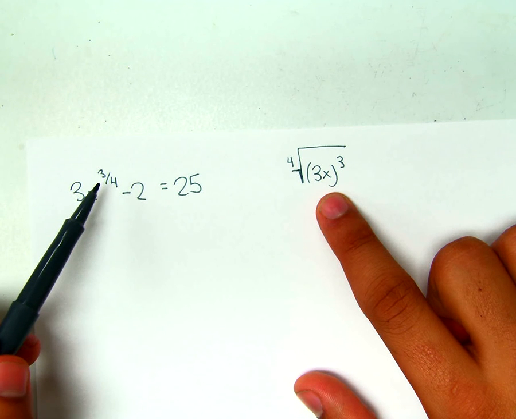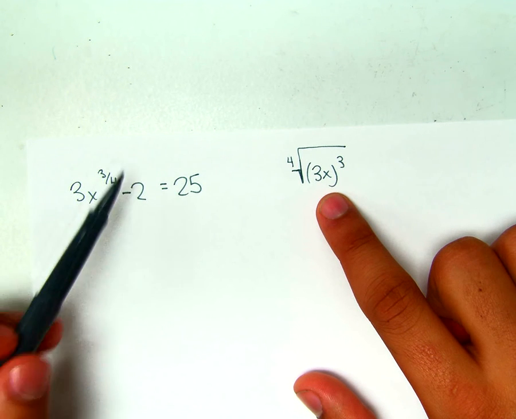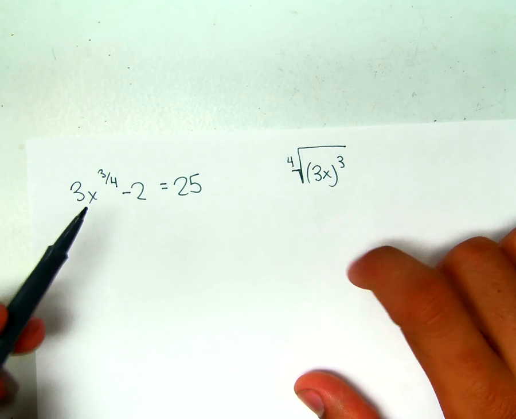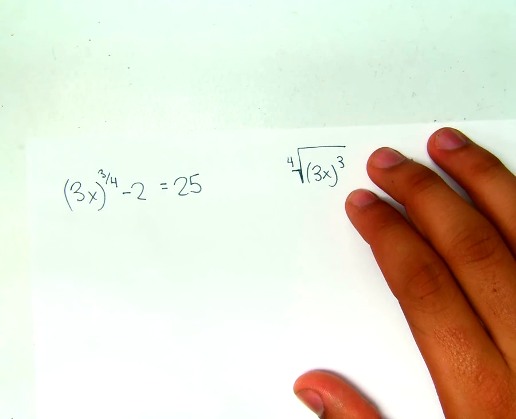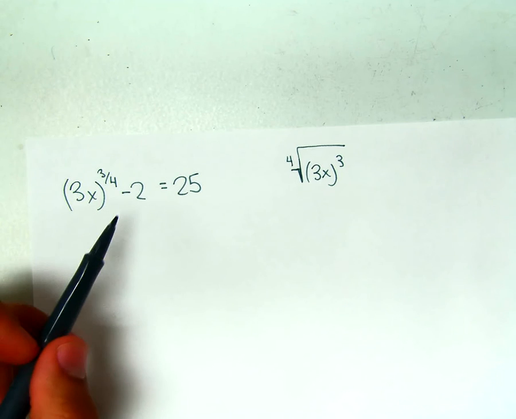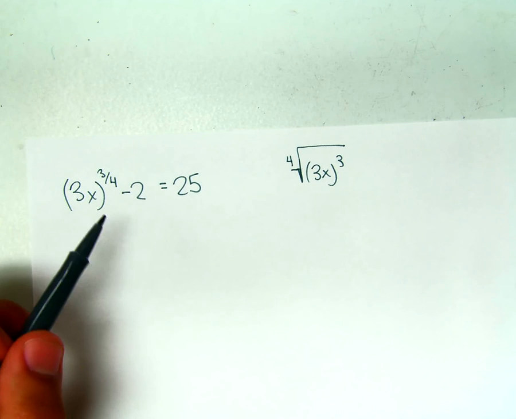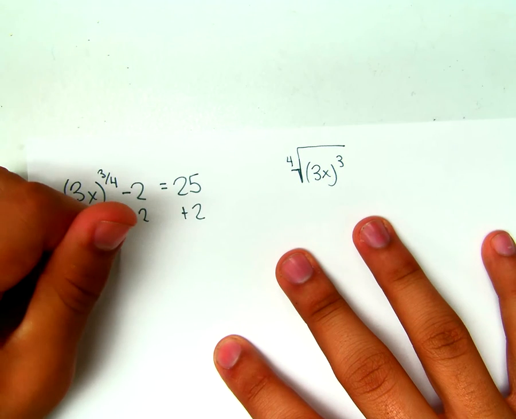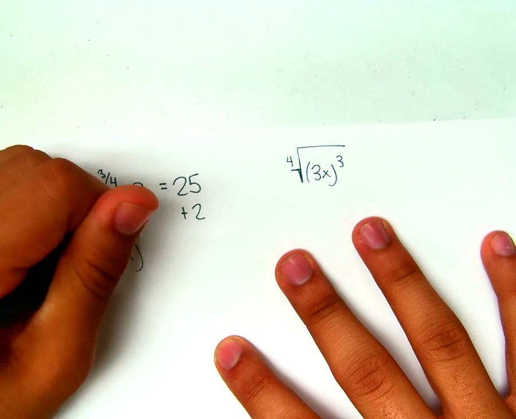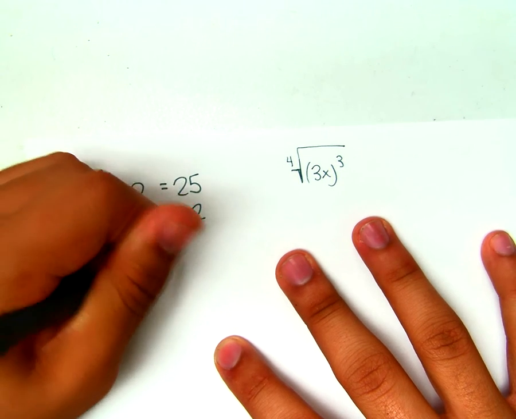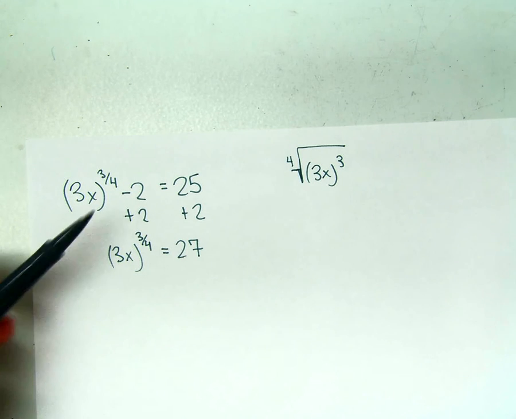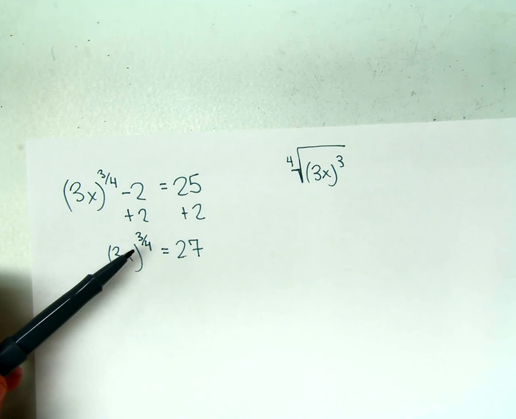Alright, so we want to isolate the part with the exponent. Oh yeah, this is in parentheses, by the way. So the first thing we have to do is to isolate, so we've got to add 2 to both sides. So now you have 3x, parentheses, to the 3/4 power equals 27. Okay, so now the second step was to get rid of this exponent.